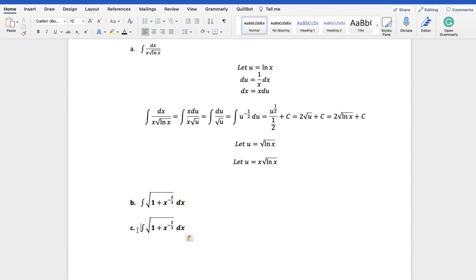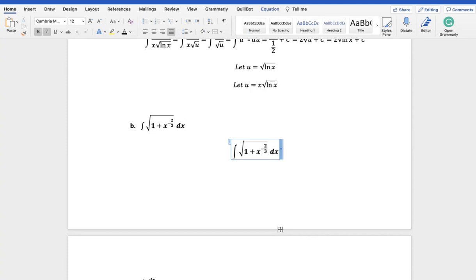Okay. Then moving on, we have the integral of the square root of 1 plus x to the minus 2 over 3, right? So now in this case, is there a U substitution that you guys see can work? Hello, anyone? Is there a U substitution that you guys... Sorry? Yes. Which one?